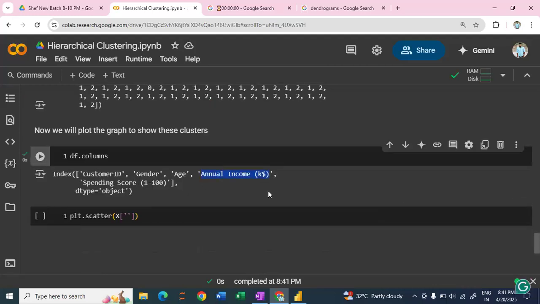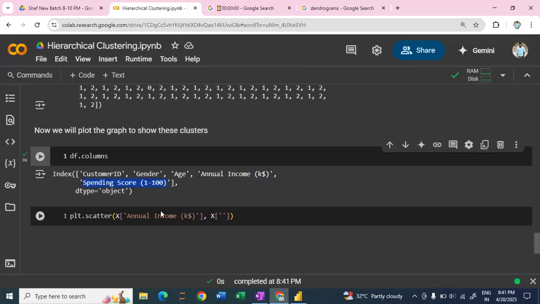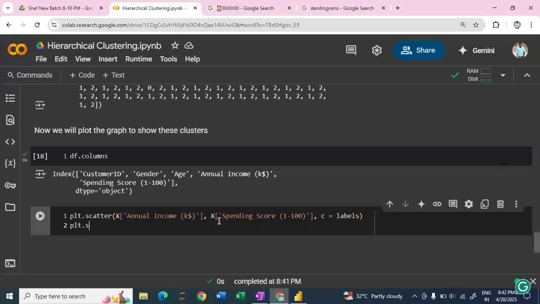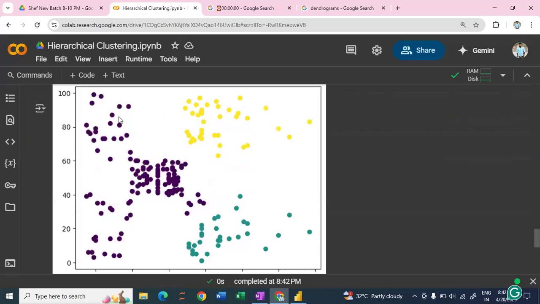annual income, and from X I want spending score, and c is equal to labels, and plt dot show. See how the clusters are created.